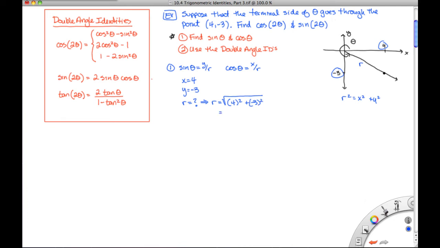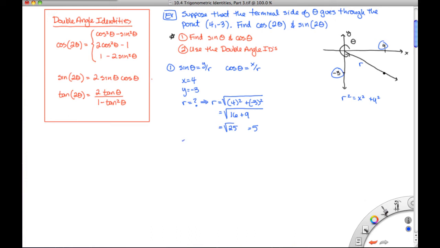And that's going to give us a value of the square root of 16 plus 9, or the square root of 25, which would be equal to 5. So now we've got our r. We know that r is equal to 5. So now let's go ahead and get our values.